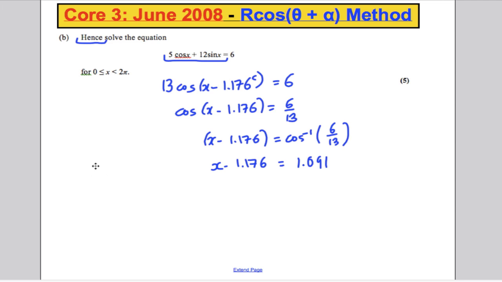Time to draw out a graph here. You're going to draw your cos graph. You're looking between 0 and 2 pi, but because you're subtracting 1.176, you extend your range a little bit as well. So I would just do my range just like that for now. Okay, one of your answers is 1.176. Now you know this point here is pi by 2. And pi by 2 in value is 1.57.